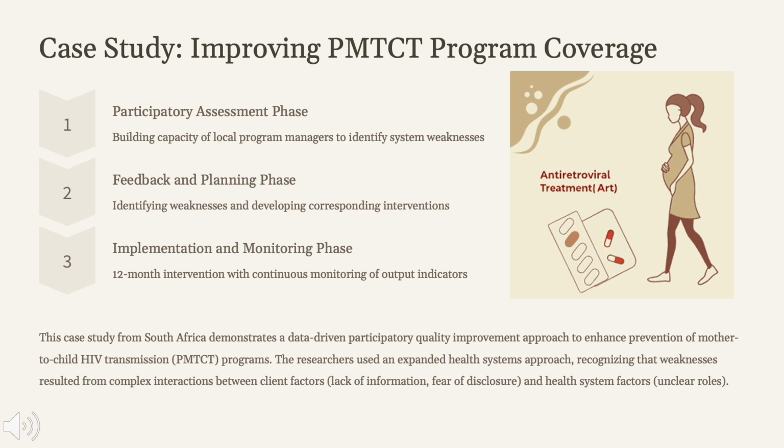More women started ART during pregnancy, more infants received prophylaxis at 6 weeks, and there were overall declines in mother-to-child transmission rates. This case shows how addressing both client factors such as fear or lack of information and system factors which include staffing capacity, data use, and coordination of healthcare resources, can turn effective strategies like ART into wider, real-world coverage, a clear example of implementation research in action.